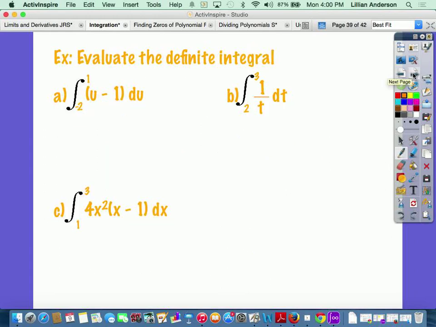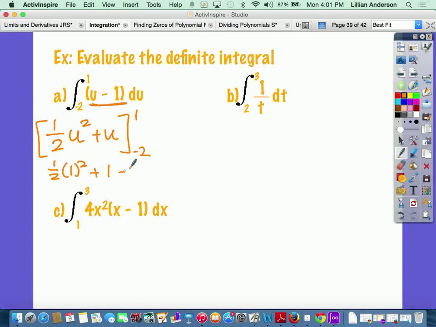So let's look at some problems. First thing we need to do is find the antiderivative of our function. The antiderivative of u minus 1 is 1/2 u squared plus u. That's our antiderivative. We're going to evaluate that from -2 to 1. And again, it's very simple. All you do is you plug in 1 into u, and then you plug in -2 and simplify. So 1/2 1 squared plus 1 minus 1/2 -2 squared plus a -2.